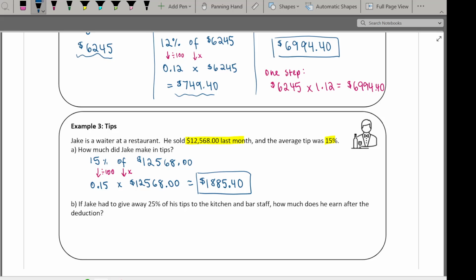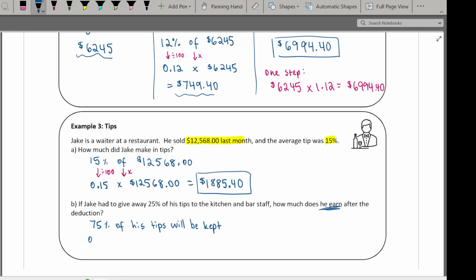Okay, now it says if Jake had to give away 25% of his tips to the kitchen and bar staff, that's really common to do, tip sharing. How much does he earn after the deduction? So if he's giving away 25%, 75% of his tips will remain, will be kept for himself, right? So the fastest way to do this question is just to calculate 75% of his tips because that's how much he's going to earn. We're not calculating how much is being given away here. We're calculating how much he's keeping.